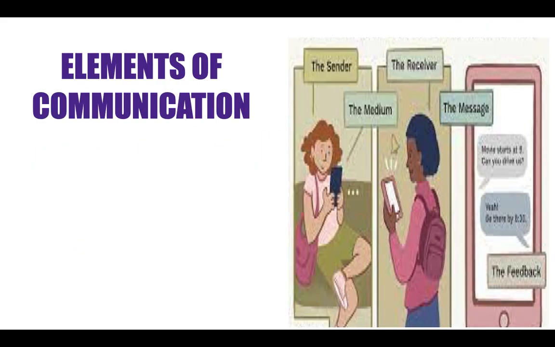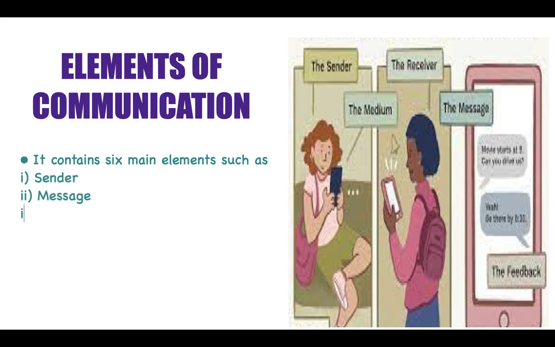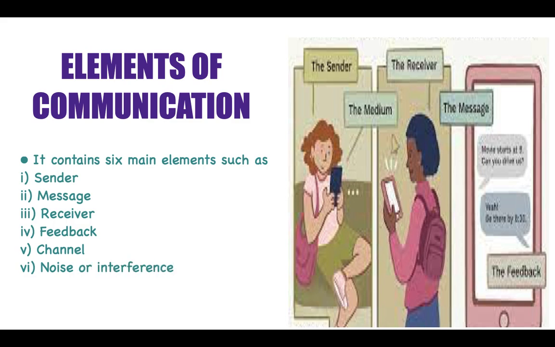Now, let's look at the elements of communication. There are 6 different elements of communication. We have the sender, the message, the receiver, feedback, channel, and noise or interference.